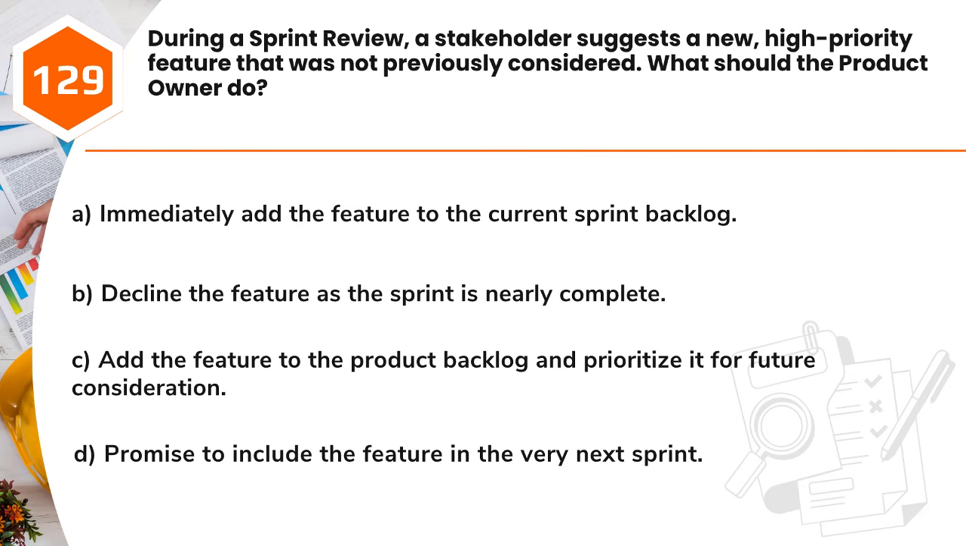Question 129. During a sprint review, a stakeholder suggests a new, high-priority feature that was not previously considered. What should the product owner do? A. Immediately add the feature to the current sprint backlog. B. Decline the feature as the sprint is nearly complete. C. Add the feature to the product backlog and prioritize it for future consideration. D. Promise to include the feature in the very next sprint.